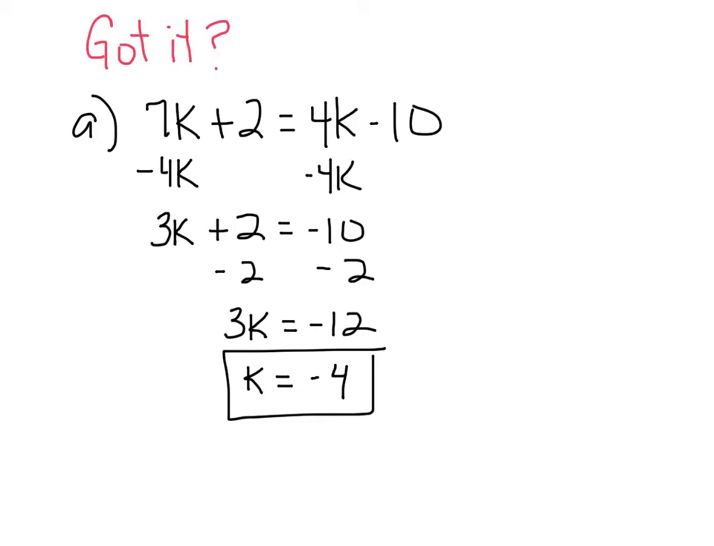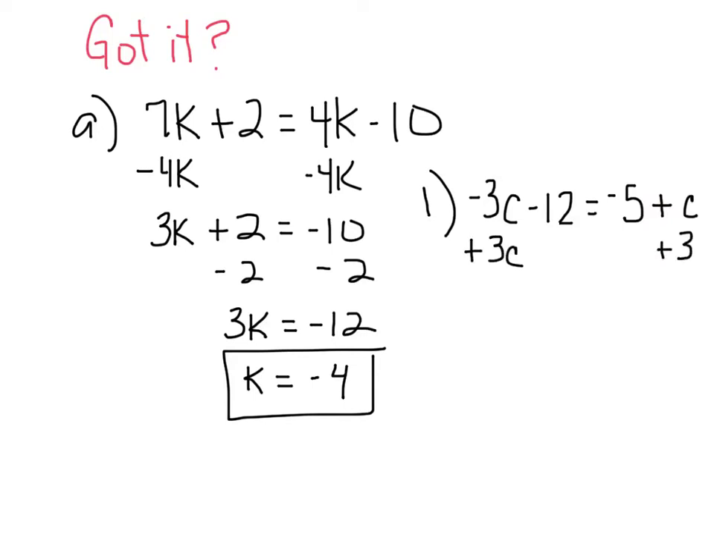Now turn the page to page 22 and look at the Practice A problem number 1. In this problem, we are once again going to move the variables to one side. So we can either move the negative 3c to the right or the plus c to the left. It doesn't matter to me. However, personally, I'm going to move the smaller coefficient, which is negative 3c. The opposite of minus 3c is plus 3c. That way it's going to become positive. So what's left is a negative 12.